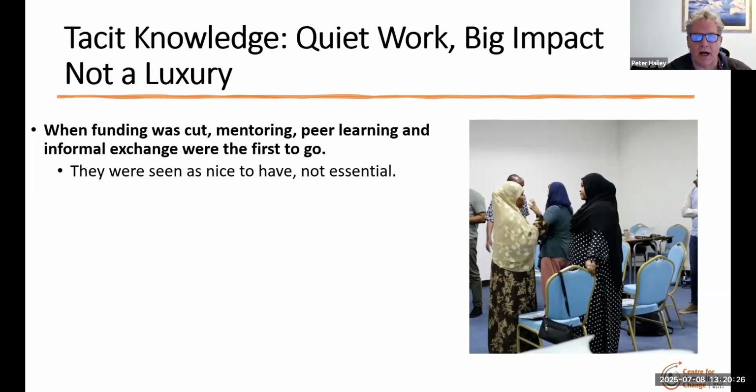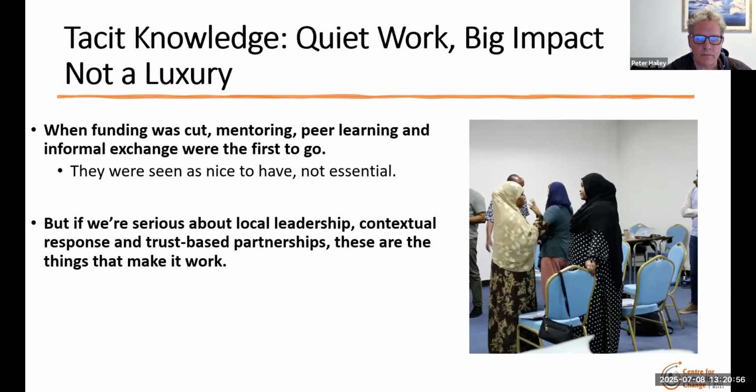We're now at a stage where we can start getting past the stage of making ourselves a little bit more resilient, a little bit more able to deal with less funding. And we need to go back to thinking about how we reinvigorate the way that we're working towards localization and towards including local actors in decision-making. But if we are serious about this local leadership and a contextual response that's based on trust in partnerships, these are the things that make it work.